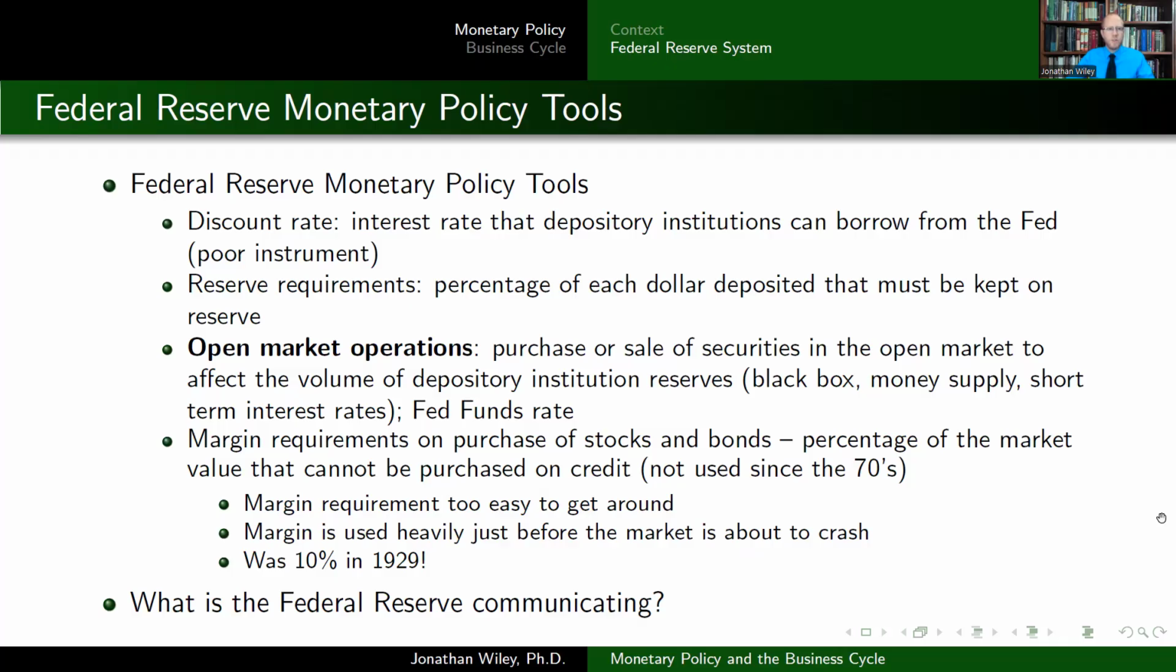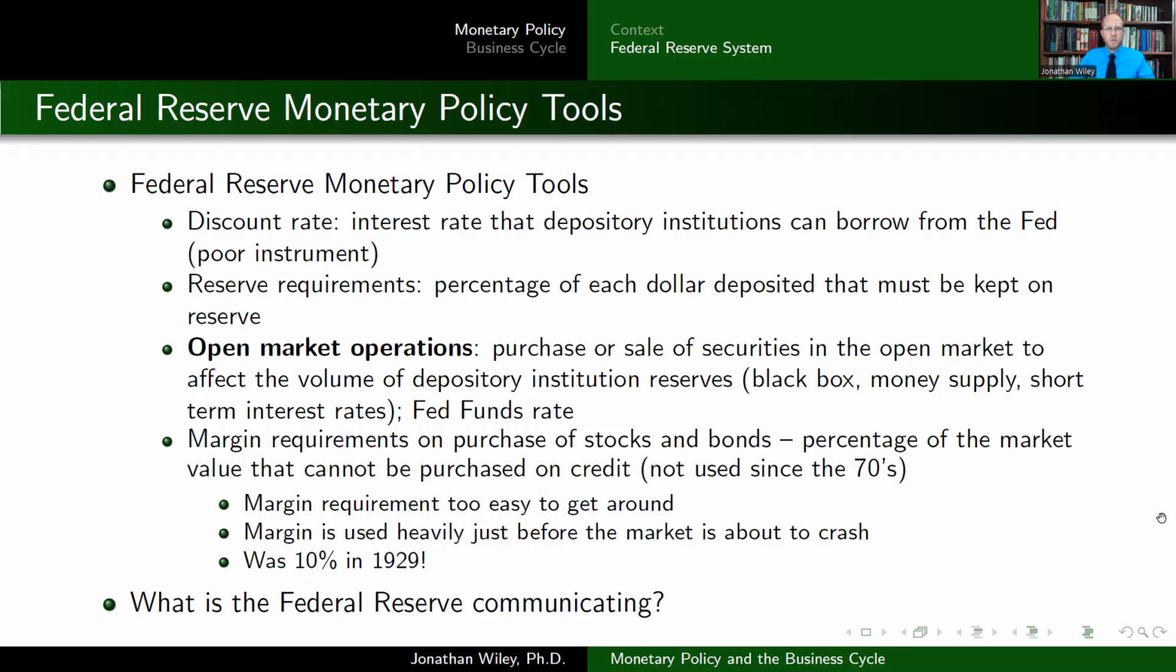All right, so in this video, I'm going to talk a little bit about Federal Reserve monetary policy tools. There are a few main tools that the Federal Reserve has to implement and affect monetary policy. The first one I'm going to talk about is the discount rate. This is the interest rate at which depository institutions can borrow from the Federal Reserve.